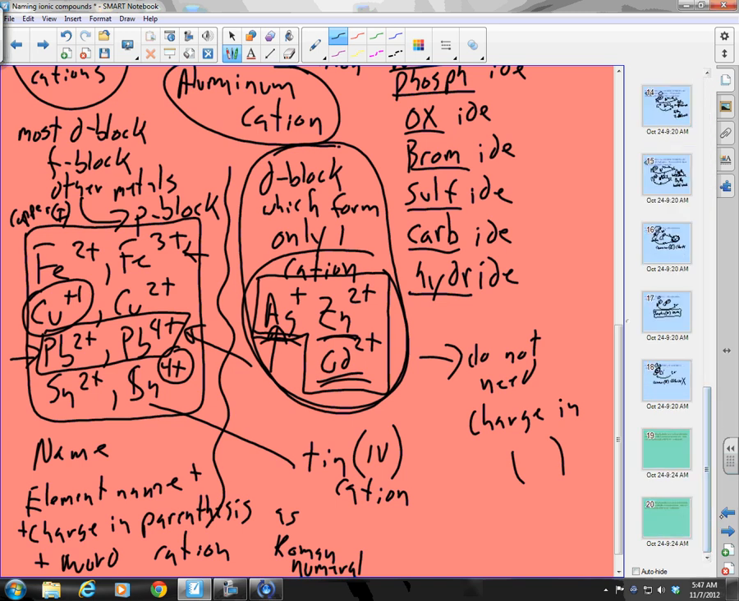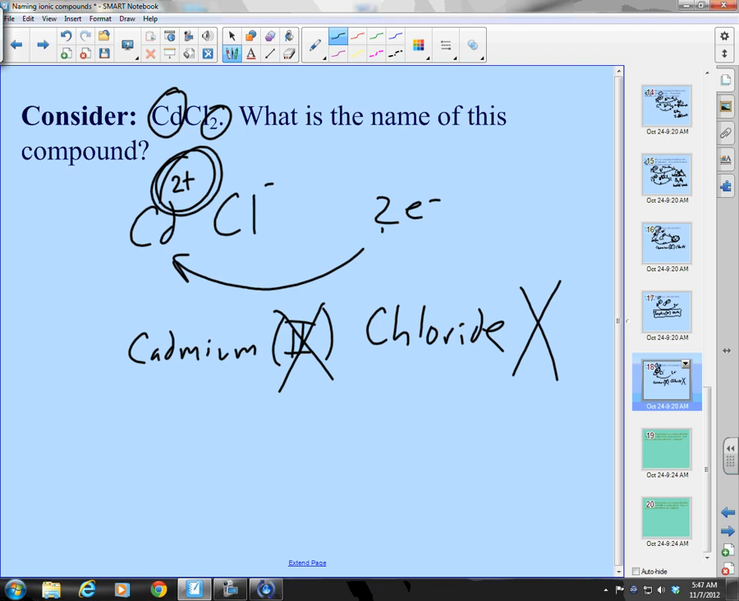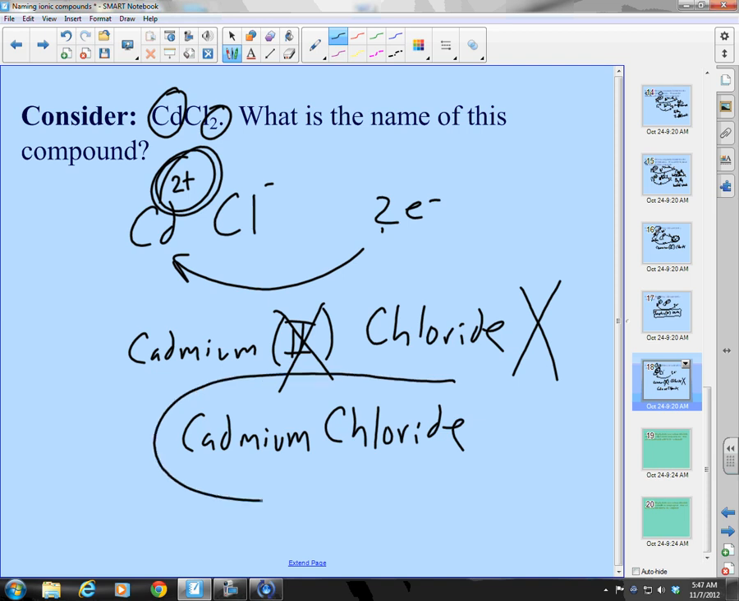So I do not write cadmium 2. I simply write cadmium chloride. Just the way I would write magnesium chloride. I wouldn't say magnesium 2 chloride or sodium 1 chloride. I just write cadmium chloride. And I just write silver chloride.